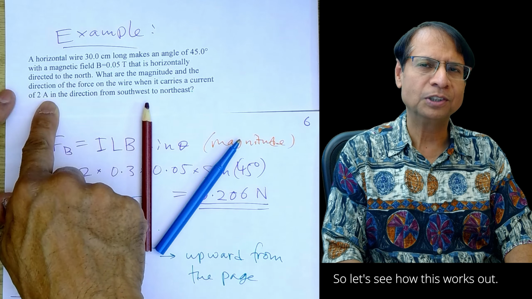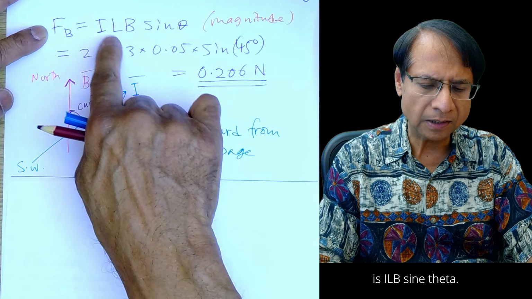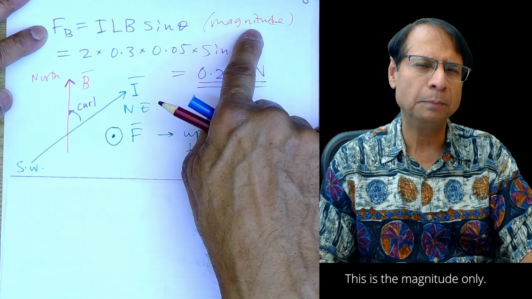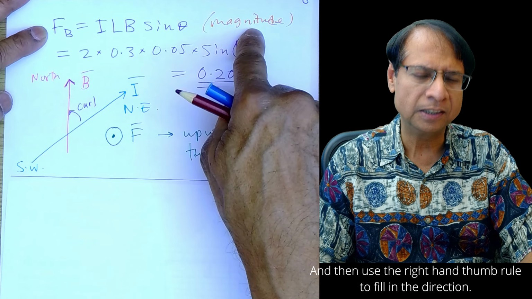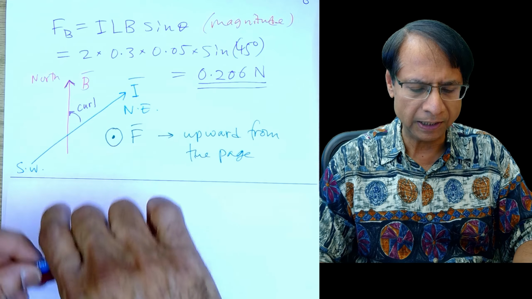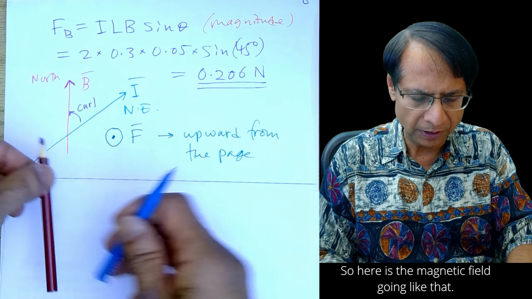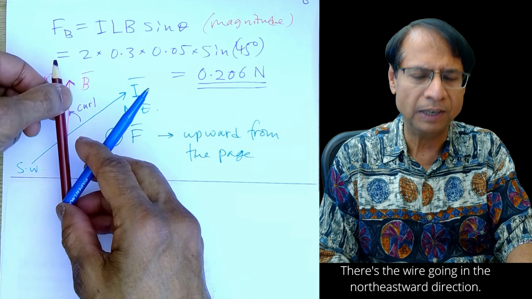So let's see how this works out. So here's the force equation. The magnetic force is IL cross B. The magnitude of that is ILB sine theta. This is the magnitude only. And then use the right-hand thumb rule to fill in the direction. So just put in the numbers. 2 amperes was flowing through the wire. So here's the magnetic field going like that. There's the wire going in the northeastward direction.